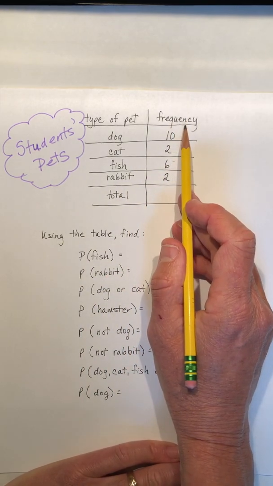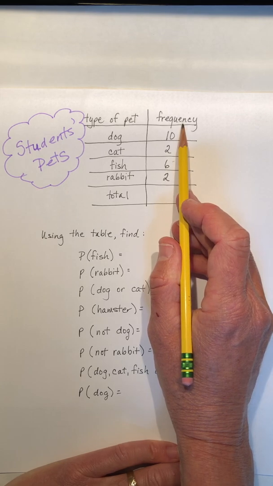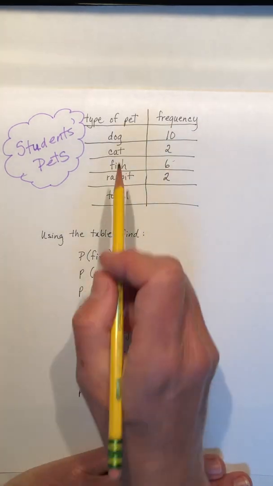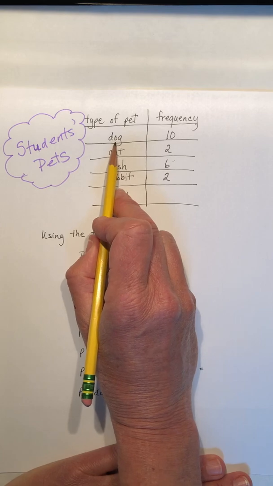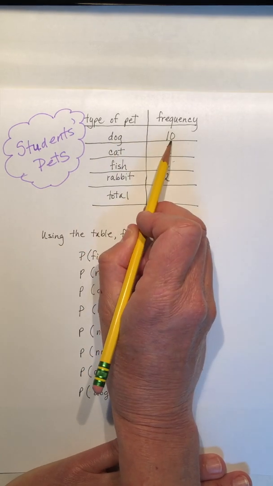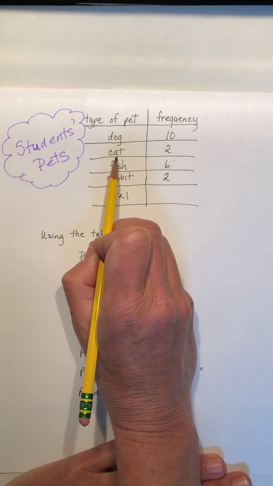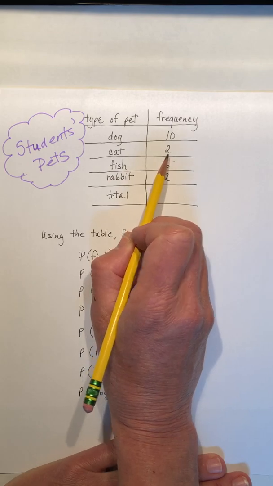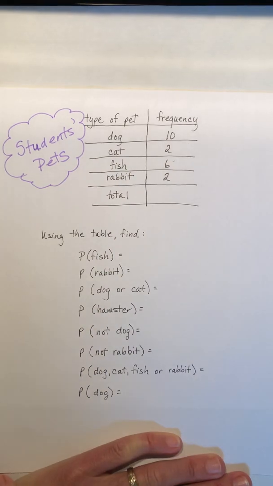What does that mean, the frequency? That means how many times did this happen? So for the type of pet, of dog, it happened 10 times that a student said they had a dog. That is the frequency, 10. Same thing with the cat. If it has a frequency of 2, 2 students say they have cats. And then fish and rabbit.